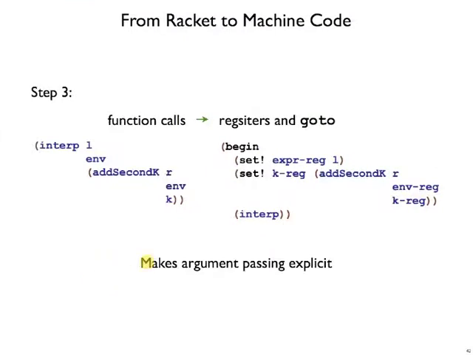forward. We've made all argument passing explicit. We're not relying on functions at all at the Racket level. Not only are we not relying on continuations, we're not relying on argument passing. We're just using registers and gotos. But of course, you still see this thing that looks like a function call here, add second k, and that's really an allocation of a record.